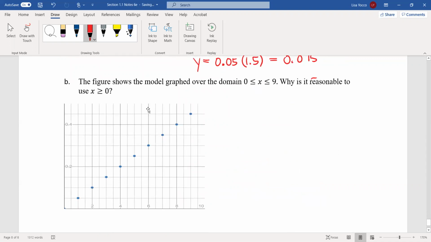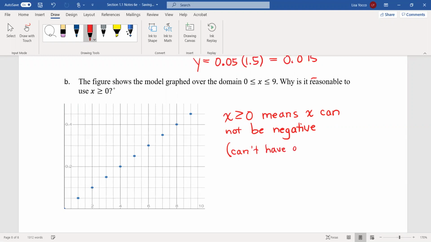Okay, and then here's a graph of the scatter plot. Why is it reasonable to use x greater than or equal to 0? X greater than or equal to 0 means x cannot be negative. Why would it make sense here that x cannot be negative? Well, we can't have a negative number of drinks. So it makes sense to use a graph where x is greater than or equal to 0. That's all that's saying.